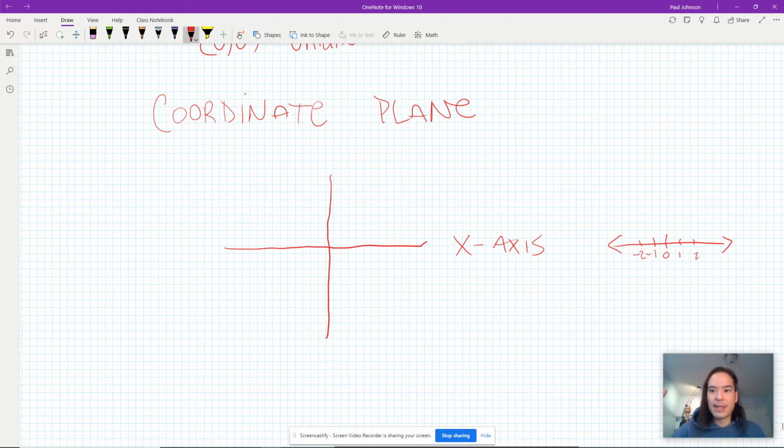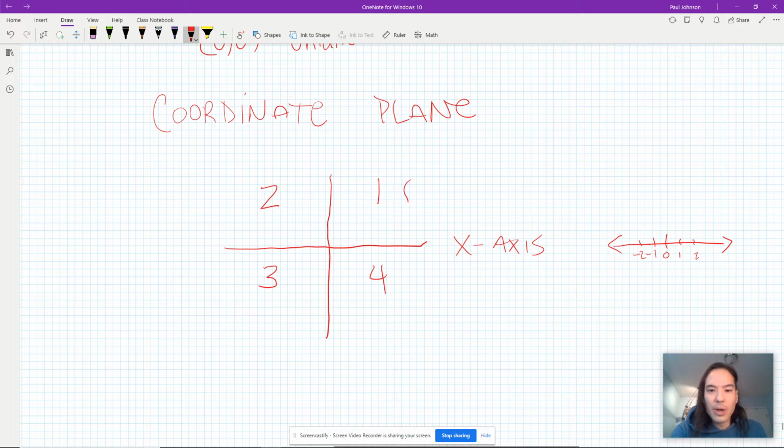Remember, quadrant is like one section out of 4. Quad means 4. Quadrant is separated into 4 sections. All right, so this is quadrant 1. This is quadrant 2. This is quadrant 3. This is quadrant 4.